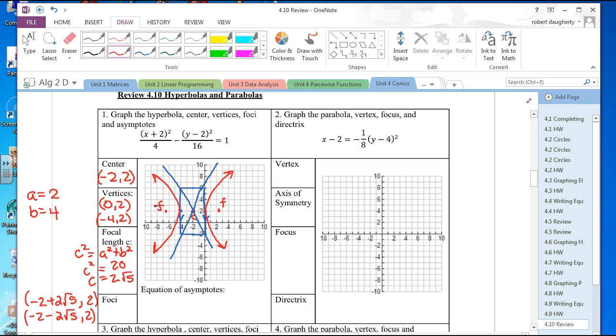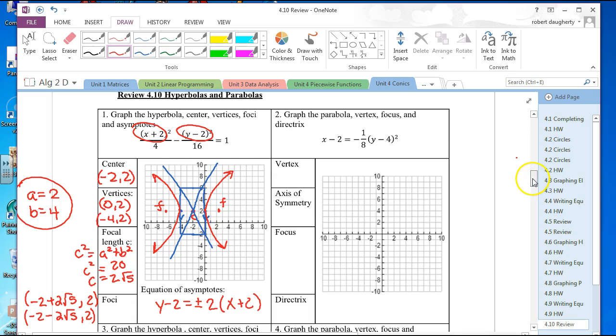And the equation of the asymptotes. This one's pretty easy. Just look at here. y minus 2 equals plus or minus b over a. So that's 4 over 2. And then look right here, and it's x plus 2. Okay? So y minus 2 equals plus or minus b over a, times x minus h, and there we go. Let's look at the next one.